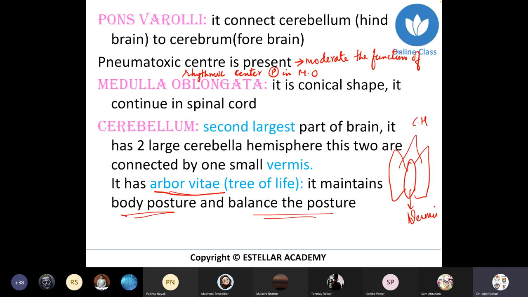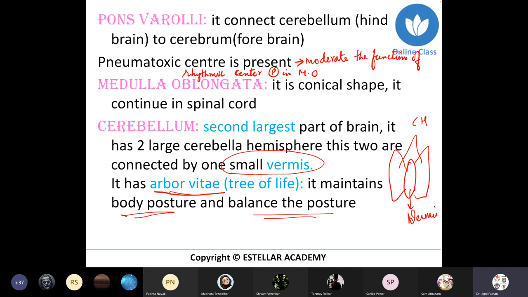You already drew this diagram in the last class of the hindbrain, which consists of the cerebellum, the second largest part of the brain. Which is the first largest part of the brain? Who will tell me? Forebrain. Cerebral hemisphere. Very nice. Cerebral hemisphere is the largest part, and cerebellum is the second largest part. And this is connected by a small vermis.